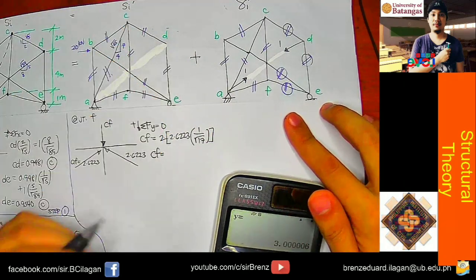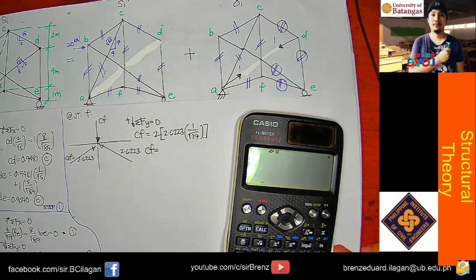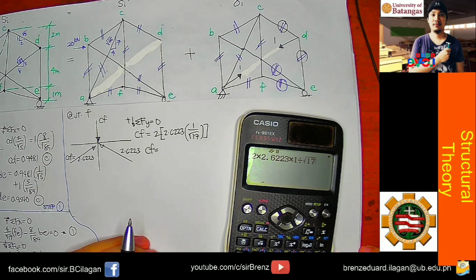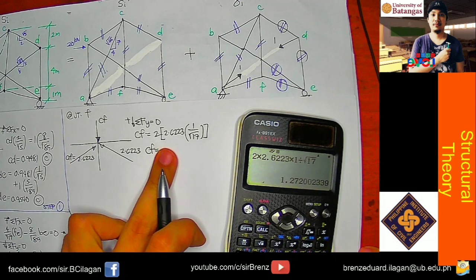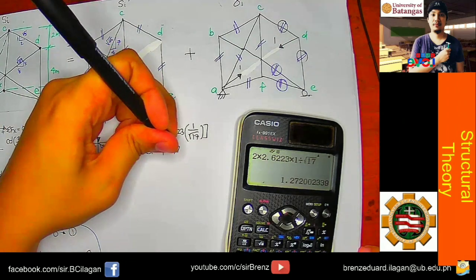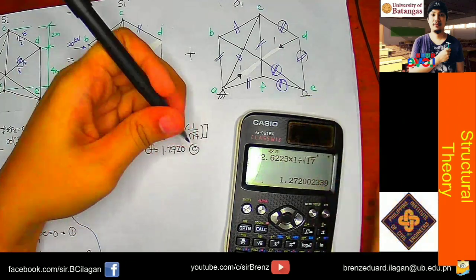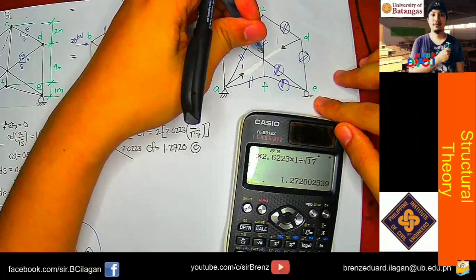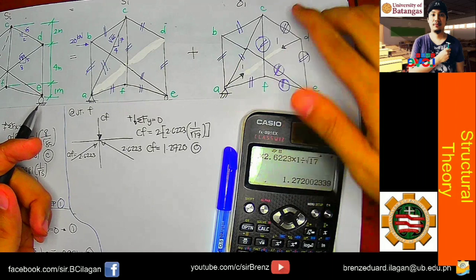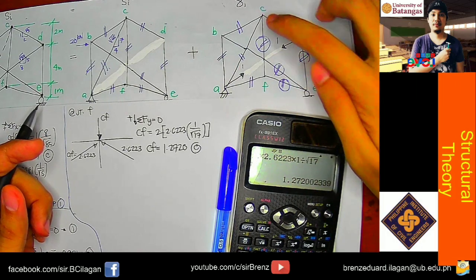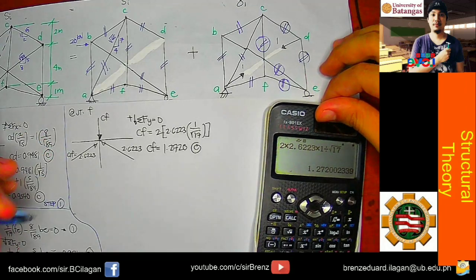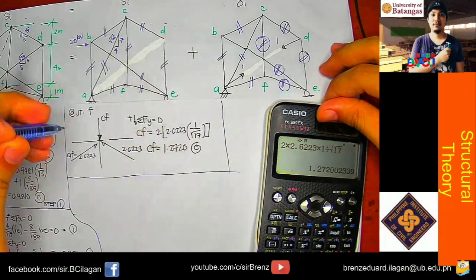So we have CF, puntahin lang natin. So 2 times 2.6223 times 1 divided by square root of 17, or that is 1.2720. So that is in compression. Okay? So ito, makuha lang natin. And then next, so it's either joint A ka or joint C. Pero ito na lang. Mag-joint A na lang tayo. Lagyan lang natin dito ng marka. So this is our step 3.